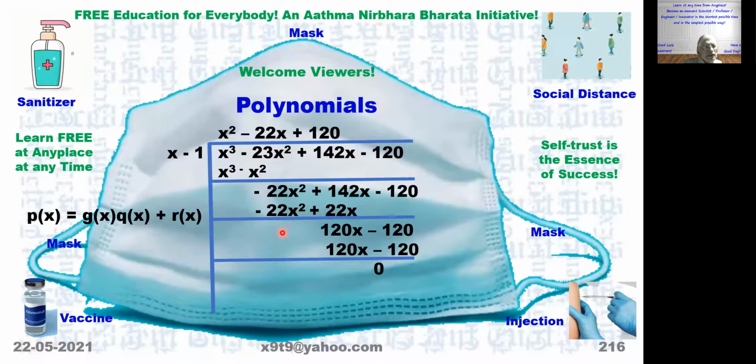Subtracting these two will cancel, and when you subtract this, we get 120x minus 120. Now, if you multiply 120 by x, we get this one, and 120 by minus 1 will give minus 120. So here, though we wanted to make this term 0 on subtraction, automatically it is also getting cancelled and the remainder has become 0. Remainder 0 indicates that x minus 1 is a factor of this polynomial.